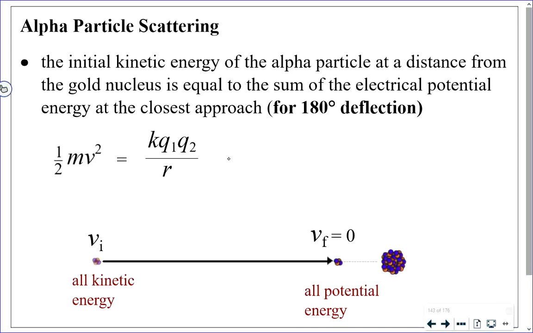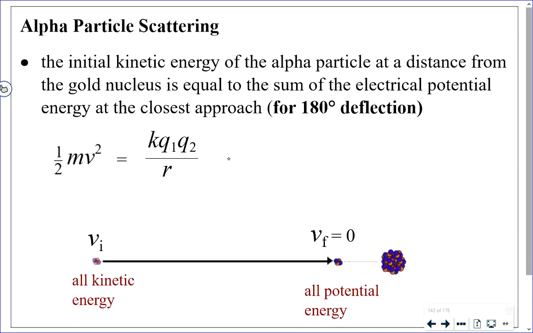When the alpha particle gets closer and closer to the nucleus, and again, this is only going to happen if it's deflected 180 degrees, the alpha particle slows down, losing its kinetic energy, but more importantly, at the point of closest approach, it stops momentarily. And it's at that point in time that all of its mechanical energy is now potential. Essentially, the kinetic energy at the place where I have VI in the diagram and the potential energy at the place where I have VF, those two energies are equal.